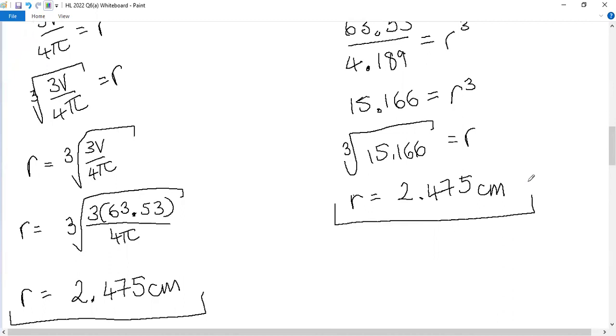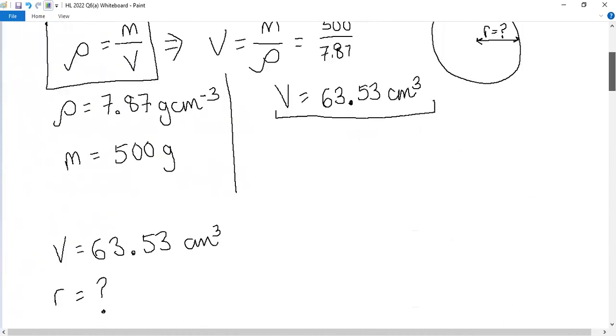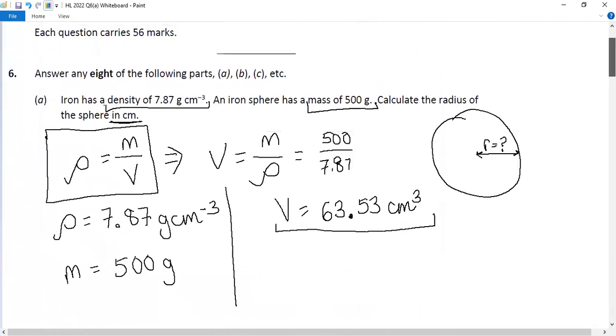So that's the radius of your sphere when you go back up to the question, and this is a good habit always, guys, is to go back. Have a look, even for these short questions, you might be flying through it trying to get yourself started into the exam and save yourself time later, but just go back to the question. Iron has a density of 7.87. A sphere has this mass. Calculate the radius in centimeters. Yeah, I did it. Perfect.